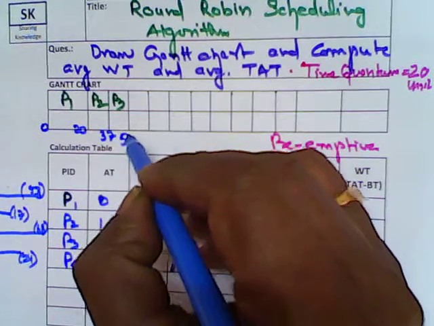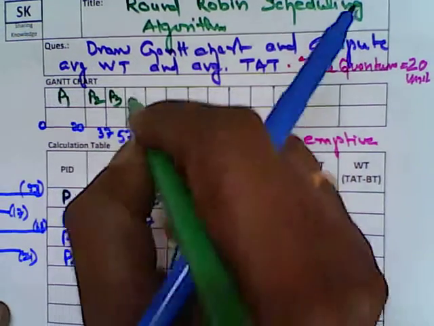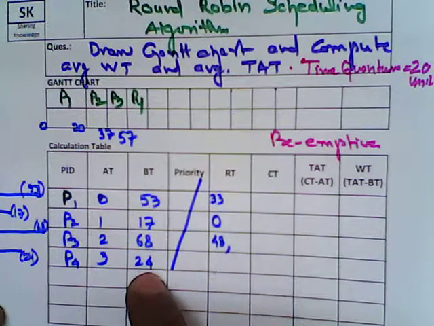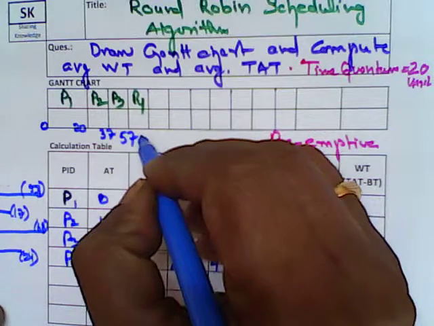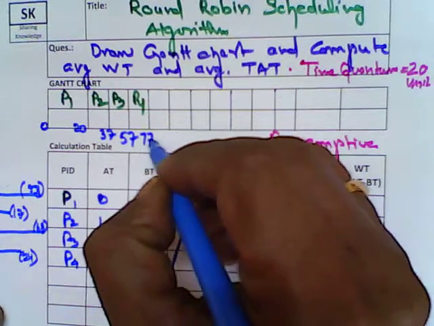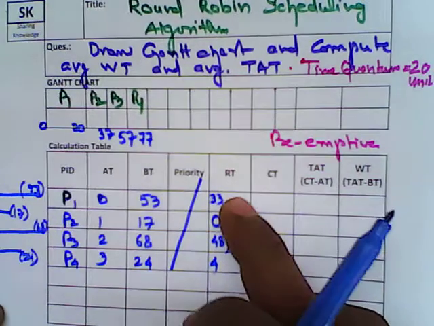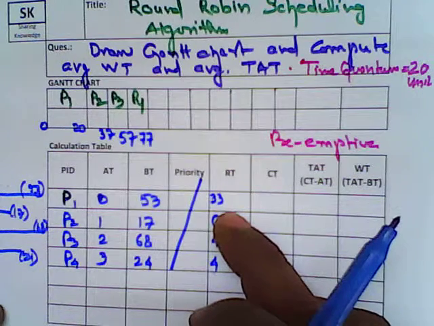After P3, the next process is P4, which is 24. So 24 minus 20 is 4. We add 20 here, so it becomes 77. Now after P4, when the next process comes, you will see that this process becomes 0. That means this process is over.